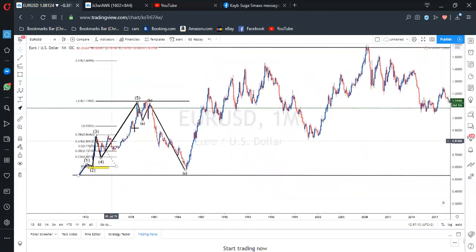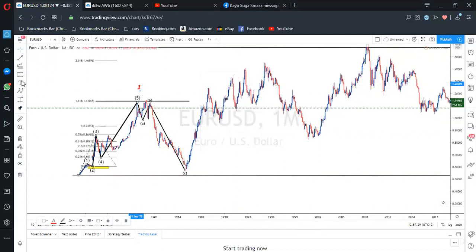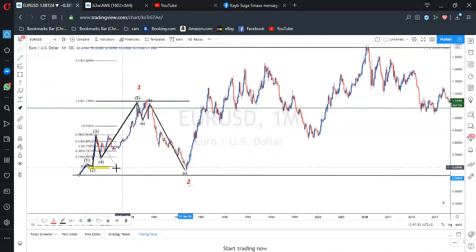So in this case, we have a 1, 2, 3, 4, 5, and ABC correction, right? If we have an ABC correction, that means this is our 1. Let's just use text instead of doing the Elliott wave. Let's just say this is our 1. Sorry for adding that. And then in this case down here would be our 2, because this did not surpass the starting point of this. So it's still on a 1, 2, 3 type of thing.